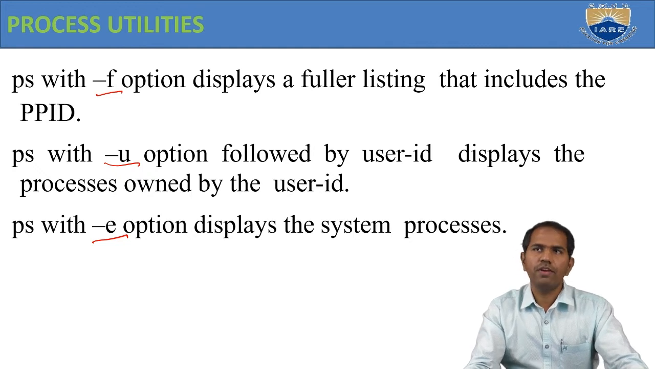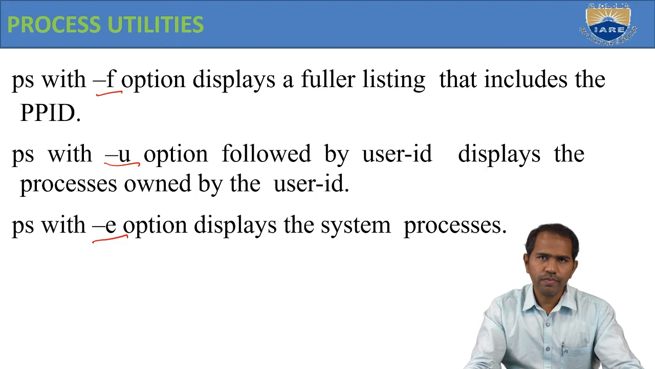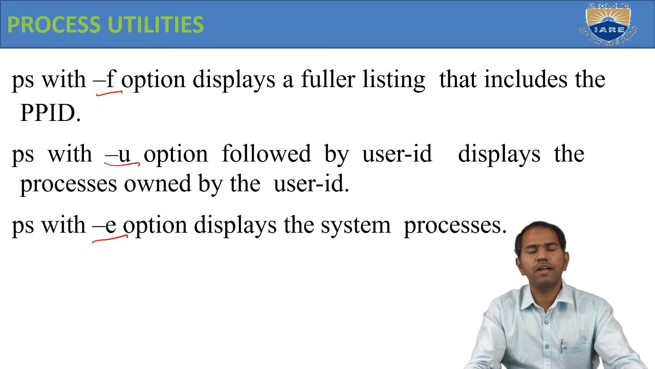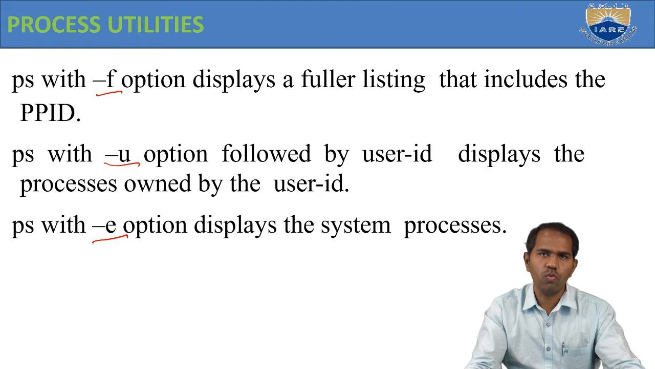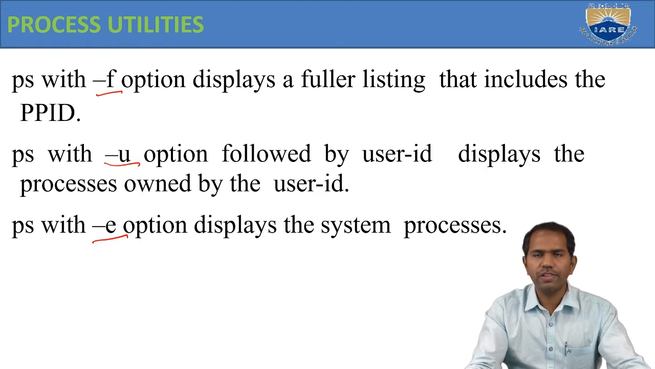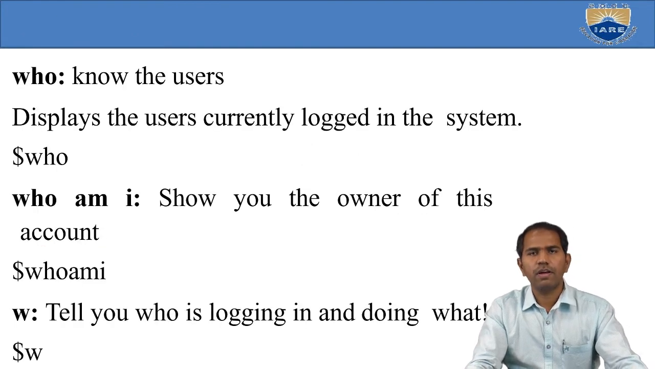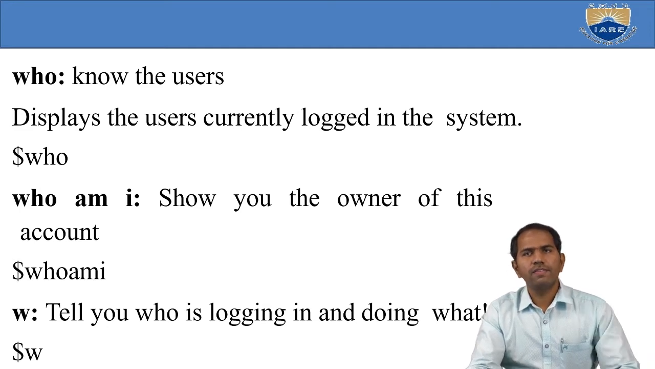First one is minus f, a listing that includes the PPID, process IDs. Minus u option displays the processes owned by the user ID. Minus e option displays the system processes, what is presently going on in the system, what is waiting for a process. Everything is maintained with these options. These are different options.